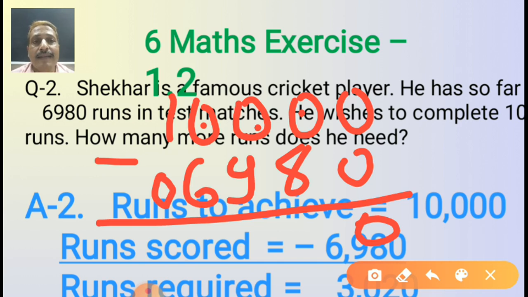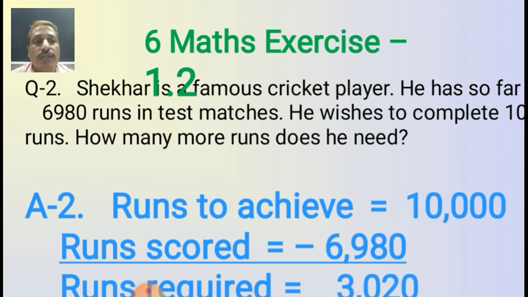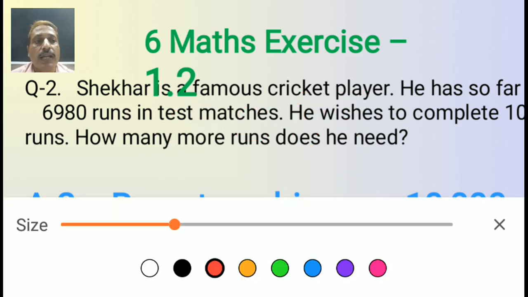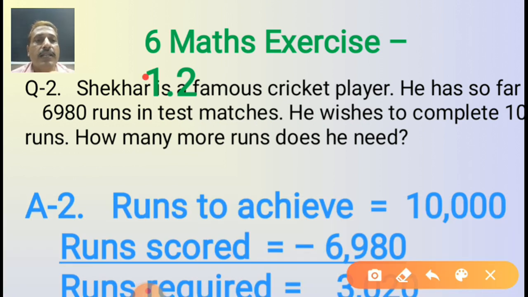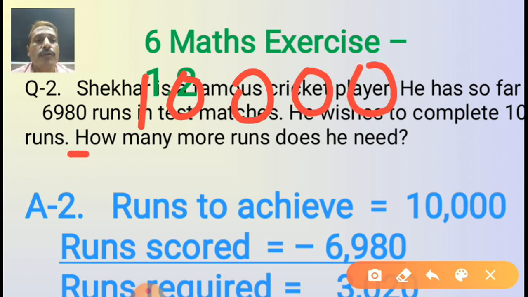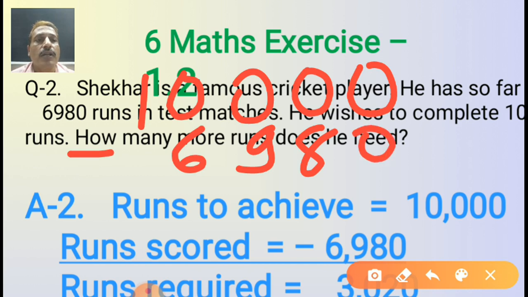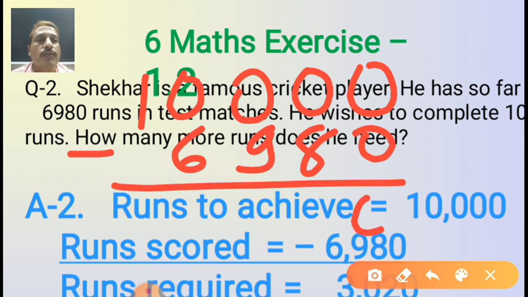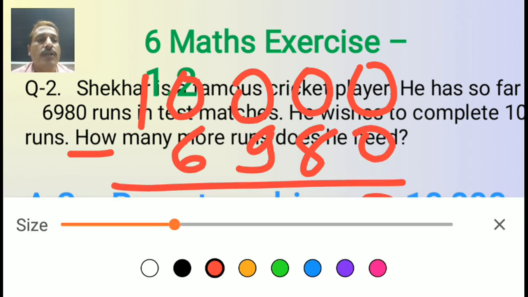Yes, there is a 1. So this one will give you a... suppose by mistake I did that. Once again I will show you. So don't worry students, 6980. Actually I want to show all these questions with different colors. So now I change my color.